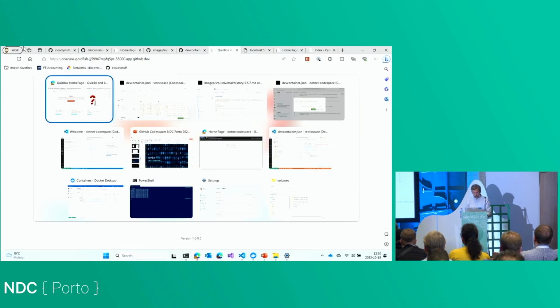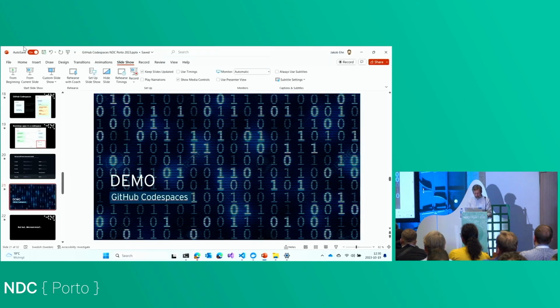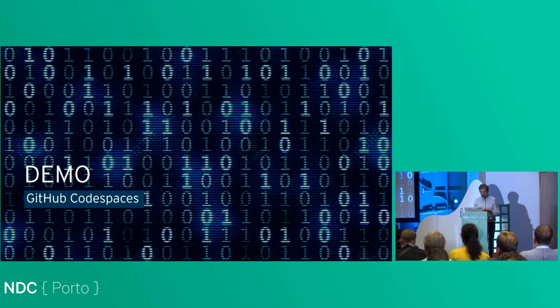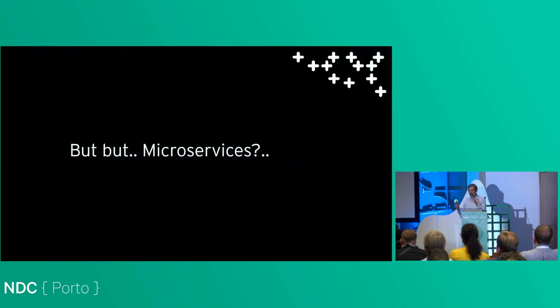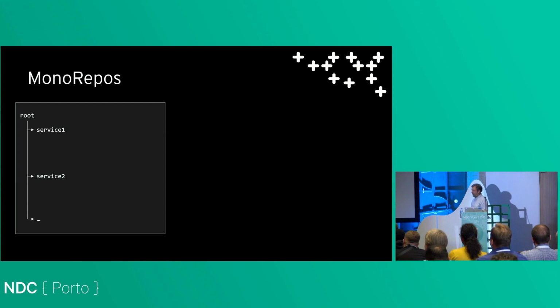And that brings us to the next thing, because maybe some of you are thinking, well, this is nice for one repository, but we are doing microservices. Well, multiple repositories, or maybe we have a monorepo with many projects in the same repo. So how does this work? So let's start with monorepos, right?